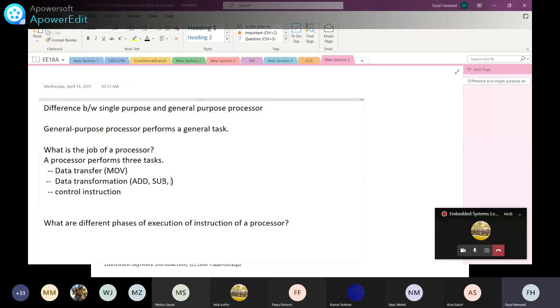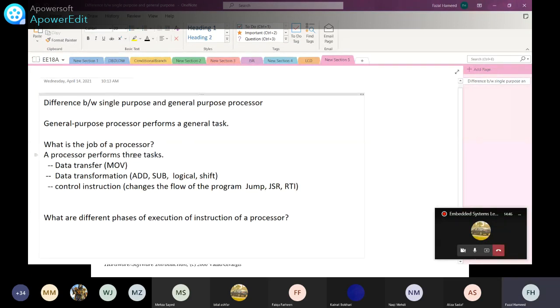So actually, if we classify the instructions, we can also classify them by what happens in the flow of the program. If you remember, it changes the flow. Jump, very good. JSR, jump to subroutine, and return from subroutine. These are different examples of a control instruction. So the processor performs three tasks, and actually it is the brain of the embedded system.